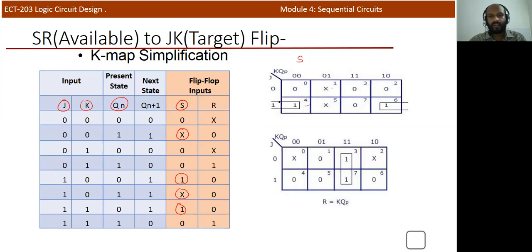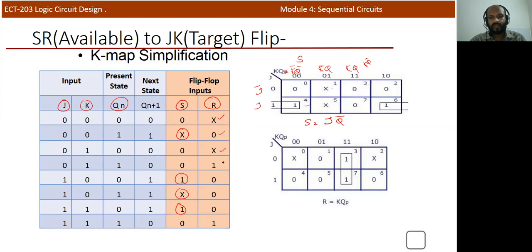After indicating the values, you can write that S is equal to, so here it is J bar and this is J, and here it is Q, K and Q. So K Q bar, K bar Q, K Q, and finally K Q bar. Now we can see that in the first column and last column Q bar is common, so you can write J Q bar.